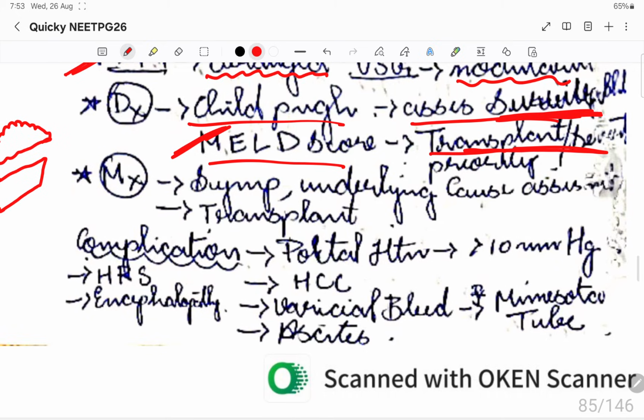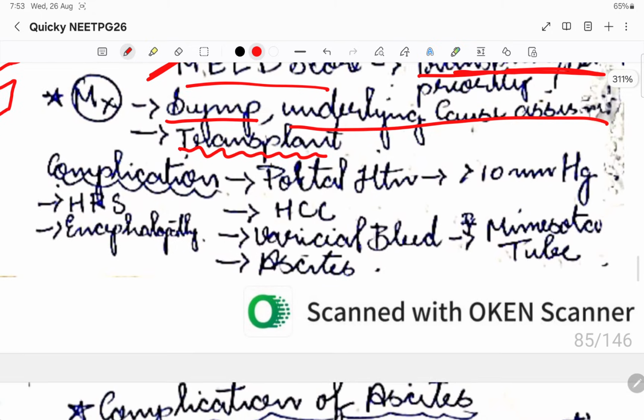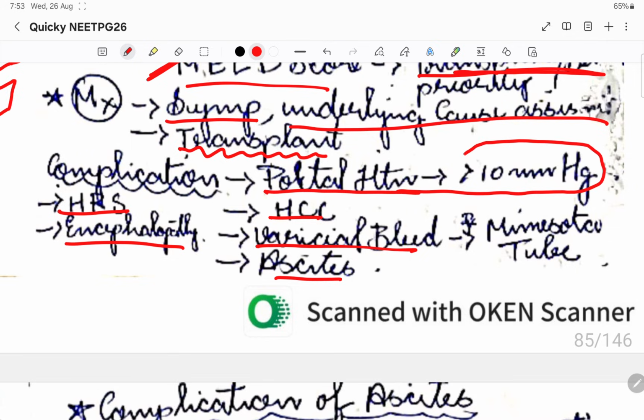Then coming to management, nothing can be done for cirrhosis, as I told you. It is irreversible. All the other things that are causing it can be avoided, so as to avoid the failure. Symptomatic treatment can be given, and all the underlying causes can be treated, and the basic mainstay of treatment is transplant. Then coming to complications, I told you: portal hypertension, hepatocellular carcinoma, variceal bleed, ascites, hepatorenal syndrome, and encephalopathy can be the complications. Portal hypertension means if the pressure in the portal vein is more than 10 mmHg, it is portal hypertension.